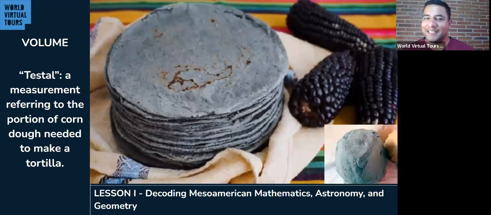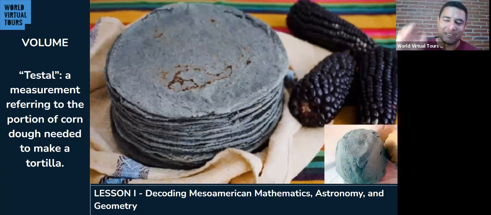We have the testal, a measurement referring to the portion of corn dough you needed to make a tortilla. They developed foods like the tortilla, these discs made with corn dough. So the exact amount of dough you needed is called the testal. And let's consider that they used it not only for corn, but for other different materials, calculated around the quantity you can put in your hand.